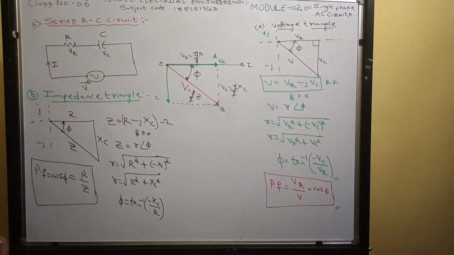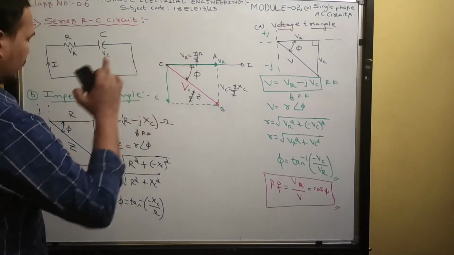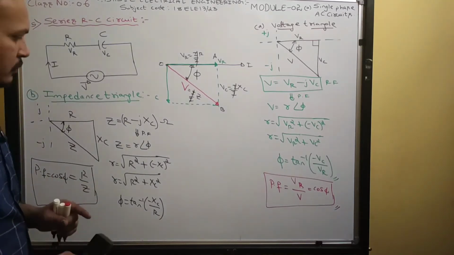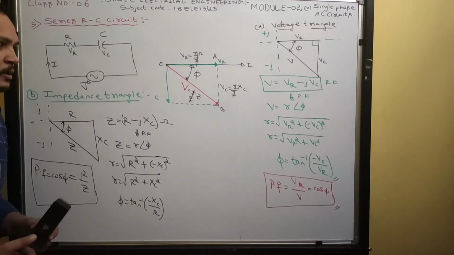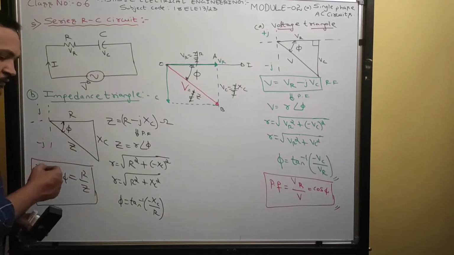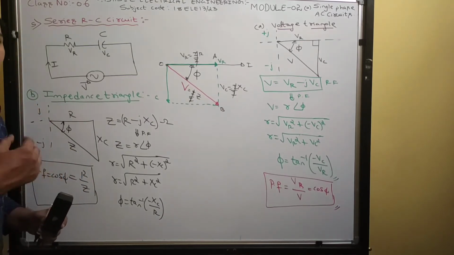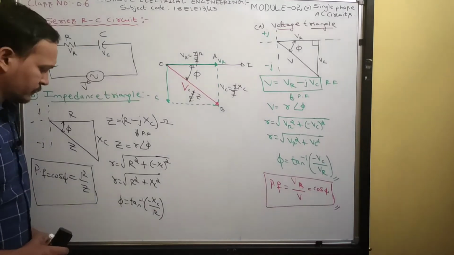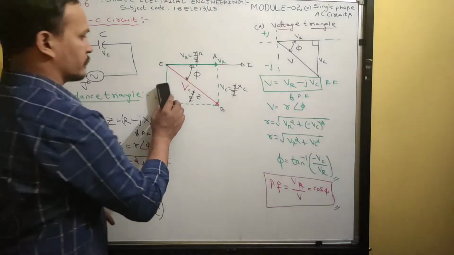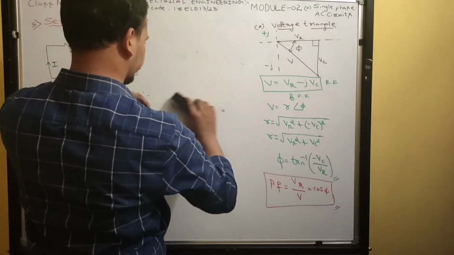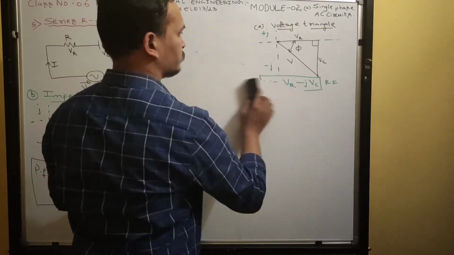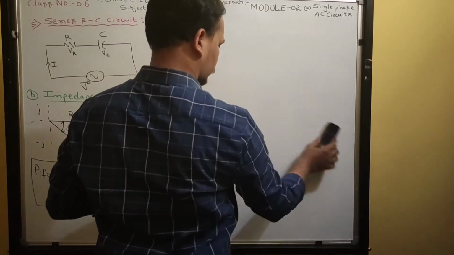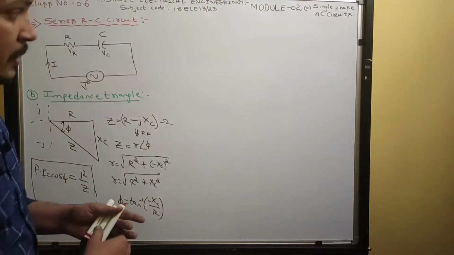Okay, got it? So next, we have studied the voltage triangle and the impedance triangle. Next, pause the video. Now, before going for the power triangle, we have to derive the equation for power. Okay. Later we can write the power triangle. Okay. Pause the video and then copy down. Guys, please pause the video and then copy down. So next we can derive power.